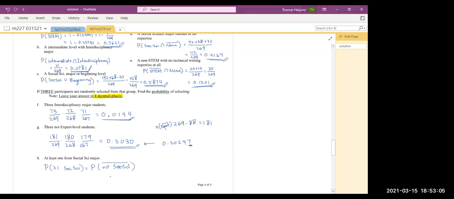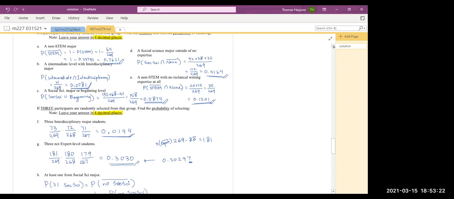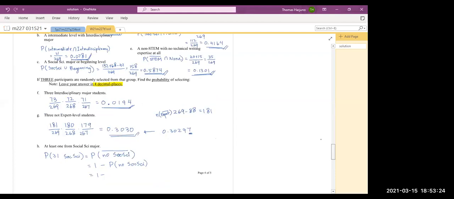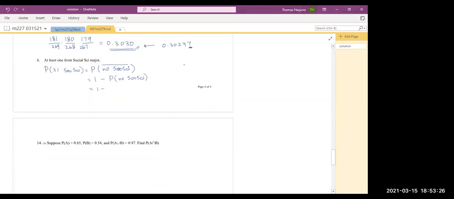That's 1 minus the probability of no social science. So what is the probability you get from outside of social science? How many social science here? 132. So the number of people not in social science will be 269 minus 132.